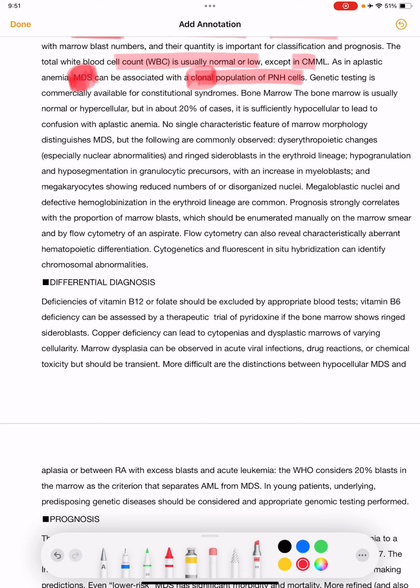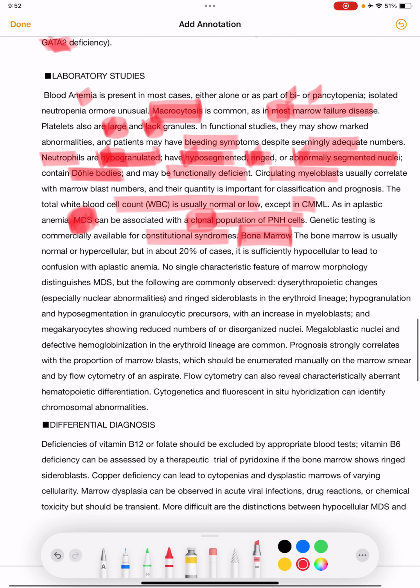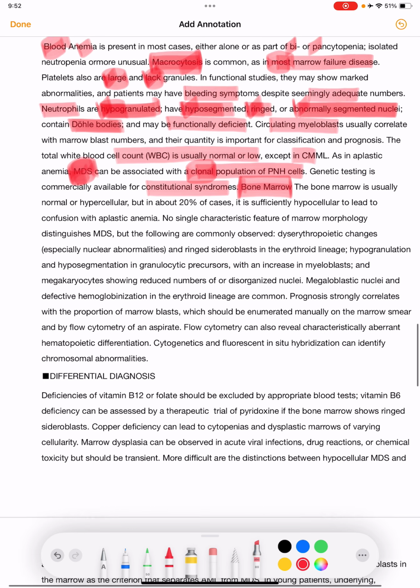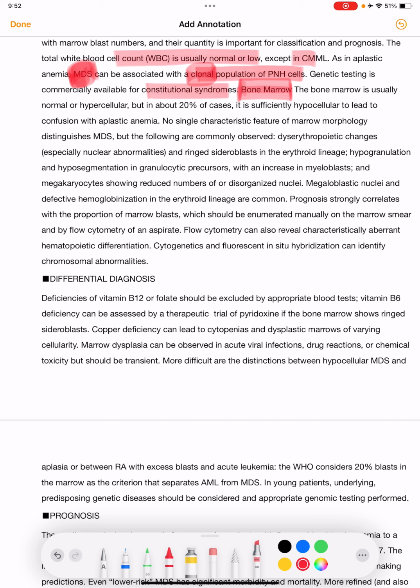Genetic testing is commercially available for constitutional syndromes. Now the bone marrow; so far this was all in the blood. Anemia will be there, macrocytosis is there, platelets lack granules, and neutrophils are hypogranulated with Dohle bodies. White blood cell count is usually normal or low except in CMML, and a clonal population of PNH cells can be seen in MDS, like in aplastic anemia.